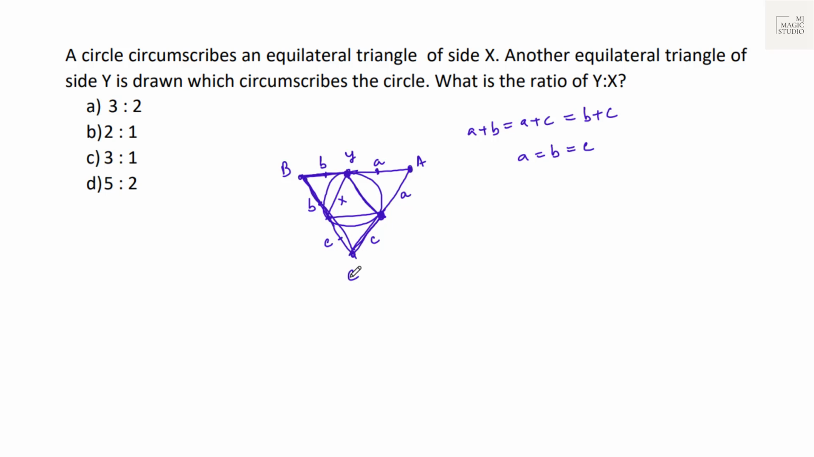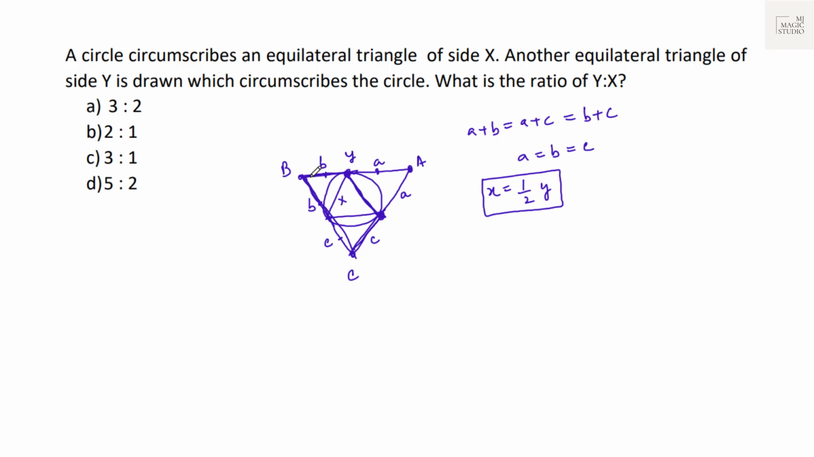And using the midpoint theorem, we can say that if a line drawn parallel to the third side joins two midpoints of other two sides, then it is parallel to and half of the third side. That means x is half of y.